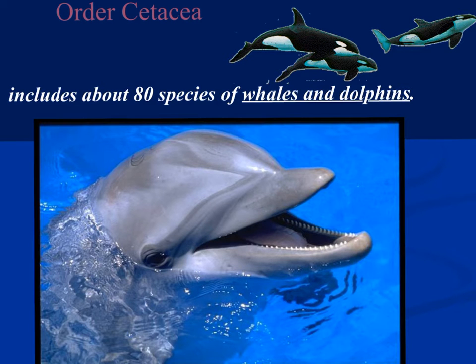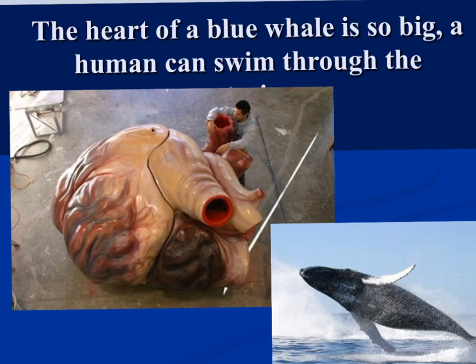The order Cetacea includes the whales and the dolphins. Now I want you to check out this photograph right here. Can you see the person standing here? This is the heart of a blue whale. It's so big that you could actually swim through it if it was underwater.